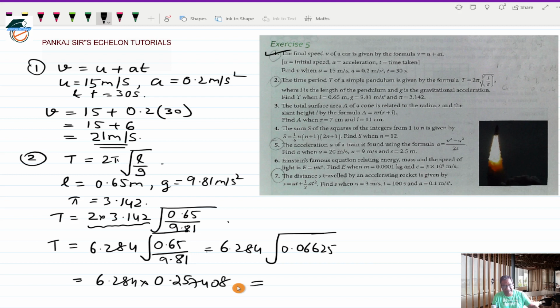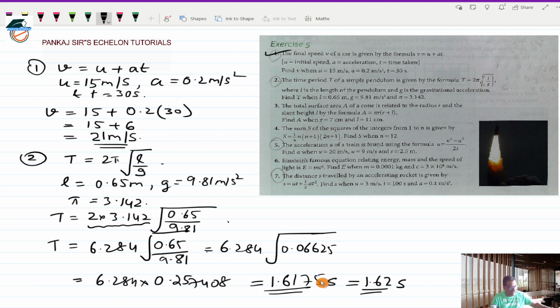My final answer comes to 1.6175. This is my answer for T, and the time period has the unit seconds. So 1.6175 is my answer. Now if I want, I can do some rounding. This 7 is bigger than 5, so the 1 can be converted to 2. So 1.62 seconds is my answer. That was our question number 2.